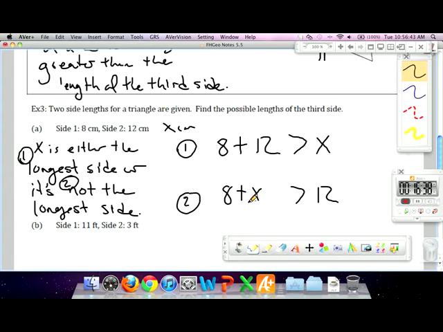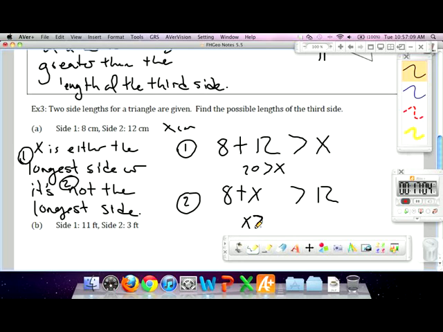X is either the longest or it's not the longest. Well, what do these two things imply? So then let's solve each of these inequalities. Let's figure out what this implies. Joel? X either has to be between 20 and 4. So it can't be bigger.